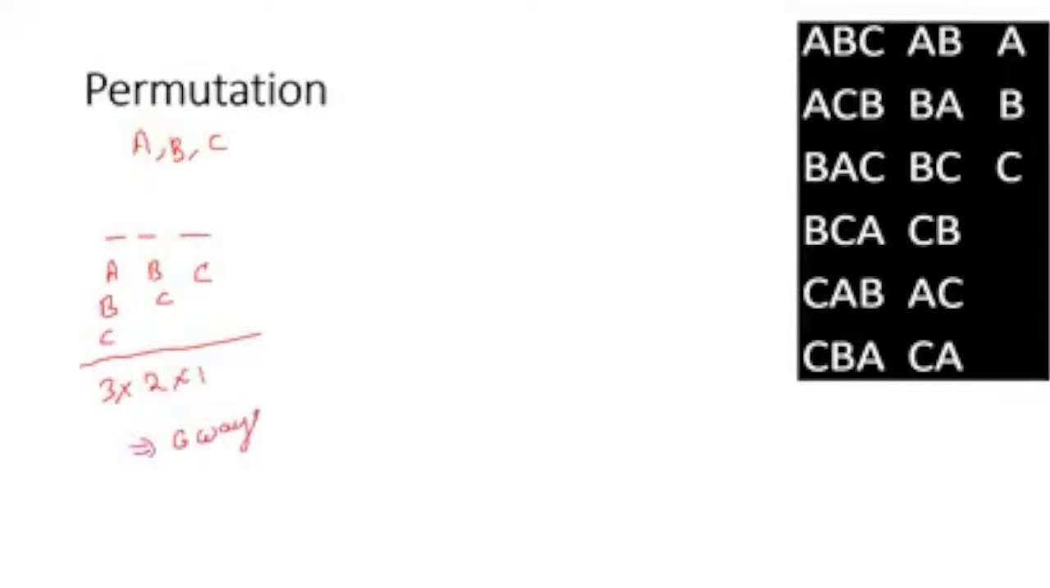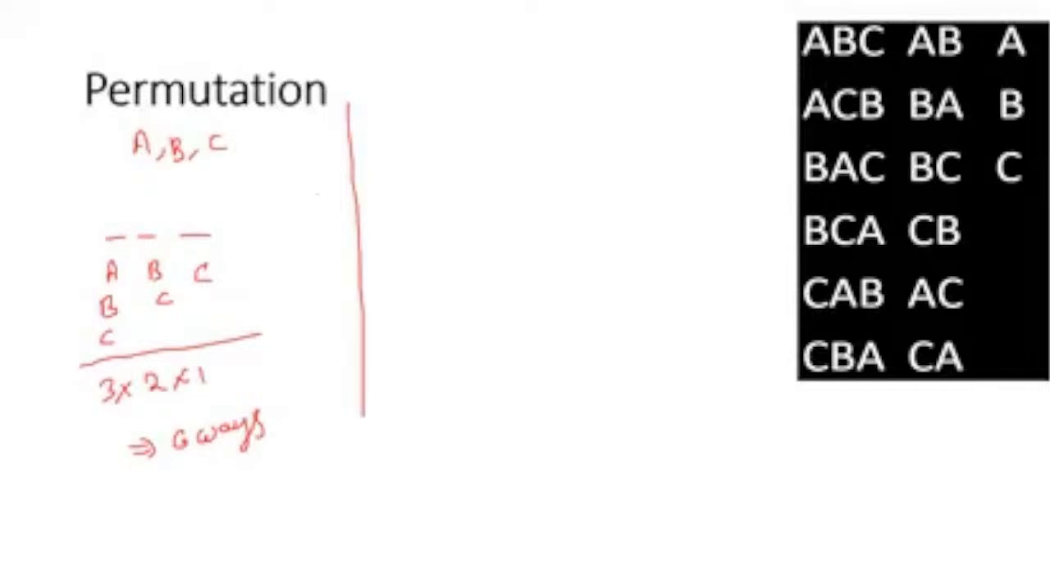See, in permutation, suppose I have three elements available: A, B, C. The number of ways of selecting all three items: for the first position it can be A, B, or C, then B, C and C. So this is nothing but 3 into 2 into 1, which is 6 ways of arranging the given elements, taking all three elements.